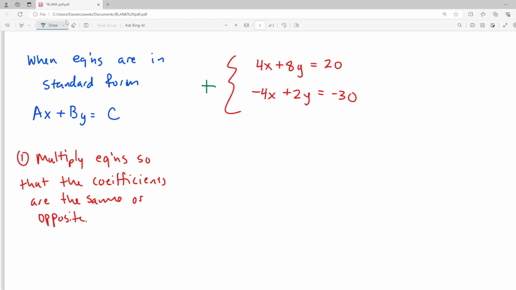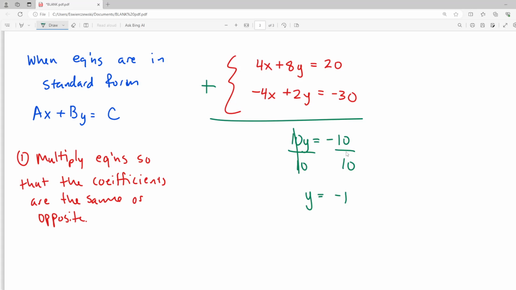We're going to add every column. 4x plus negative 4x is 0, so it cancels out. 8y plus 2y is 10y. And 20 plus negative 30 is negative 10. The x variable got eliminated. That's why it's called elimination. It got canceled out. Now to solve for y, I divide by the coefficient, divide by 10. So y equals negative 1.